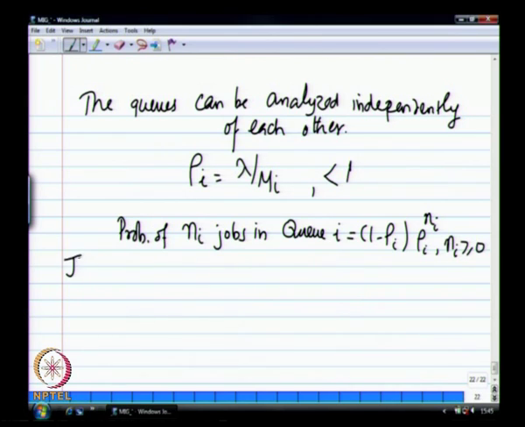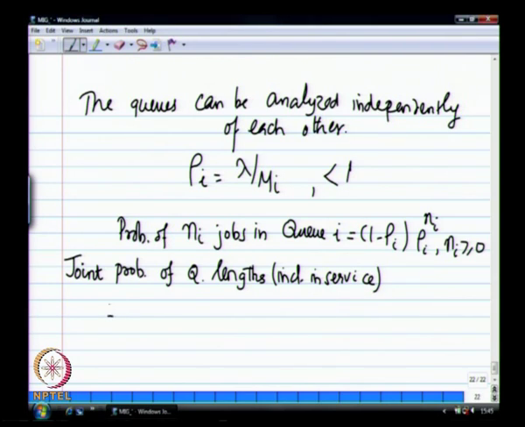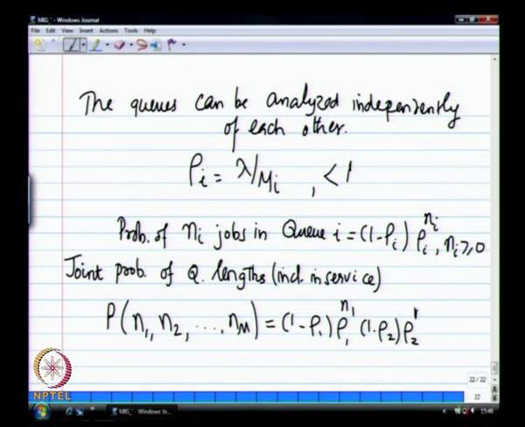Okay. And then if you look at the joint probability of queue length, queue length basically being the number of customers, that is the probability that there are n1 customers in the first queue, n2 customers in the second queue, and nm customers in the last queue. That is simply the product of all the individual probability mass functions of the number of customers, because they are all independent of each other.